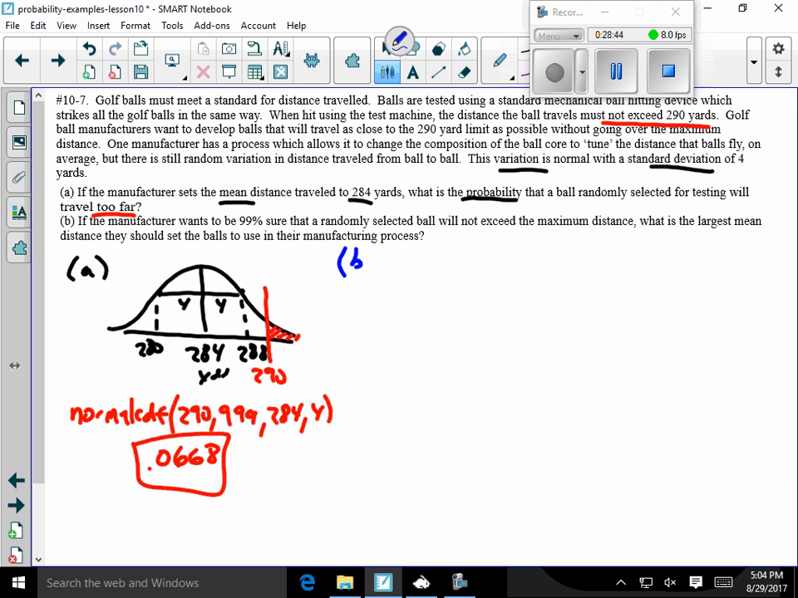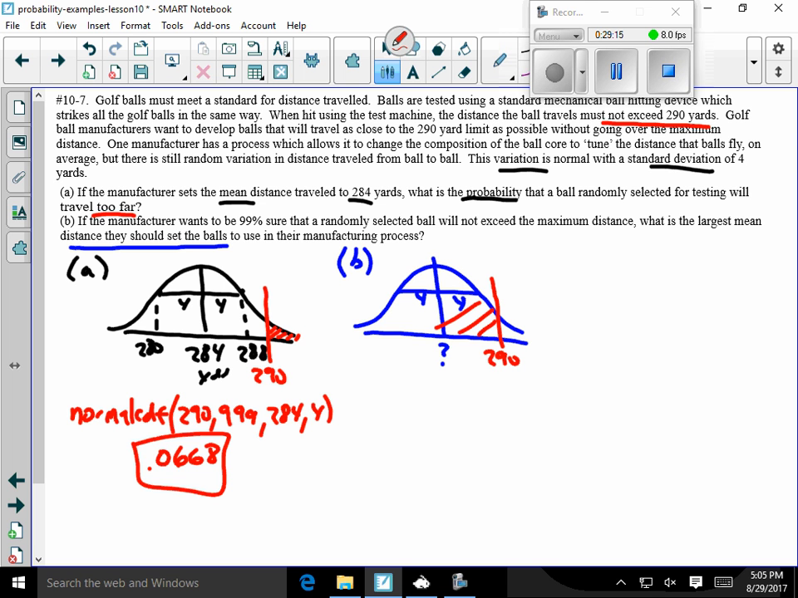But they're saying, what if I want to be 99% sure that a randomly selected ball will not exceed the maximum distance? So in that case, we want to find this mean. What's the largest mean that the distance should be set to in order to have the manufacturing process meet that goal? So we have an unknown mean, but still 4 as the standard deviation, right? And if I set the boundary value here to 290, because we can't exceed that, we want to be 99% sure that we will not exceed the distance. That means the area to the left is going to have to be 99% this time, instead of 93% before.